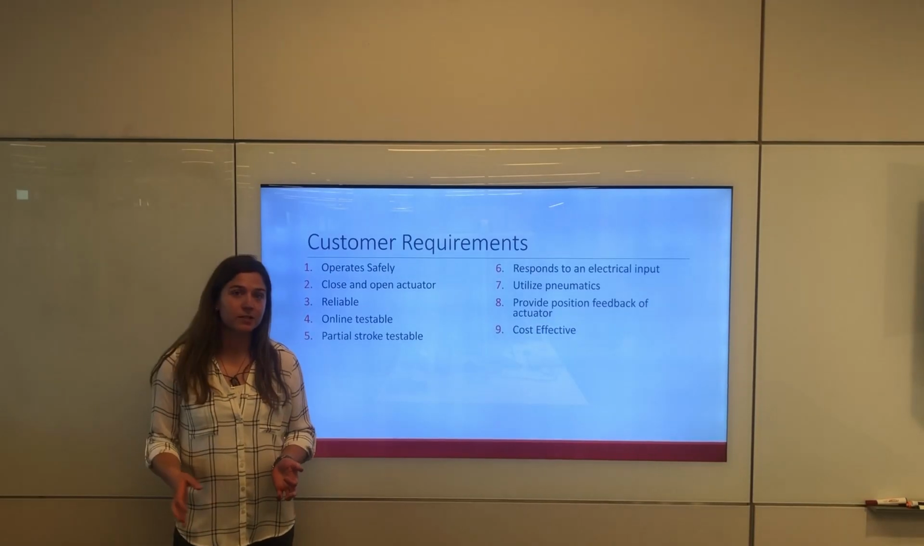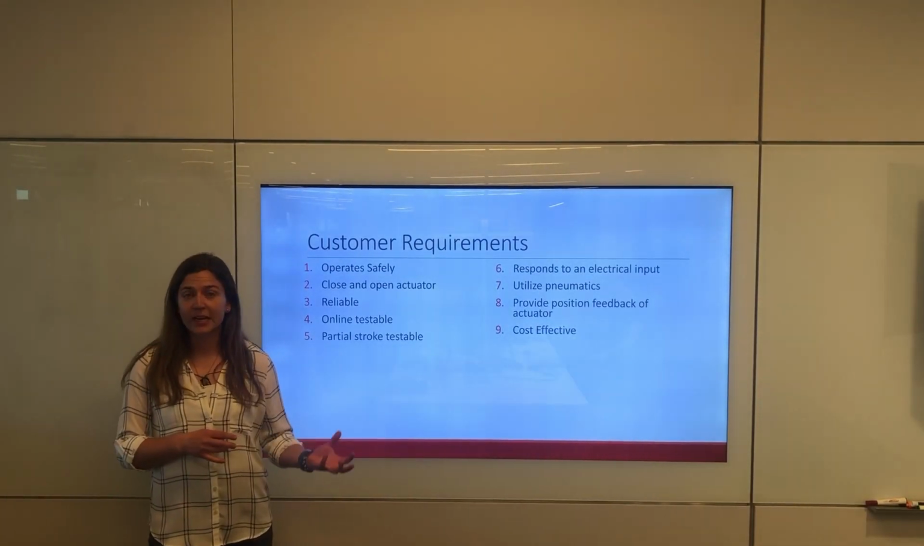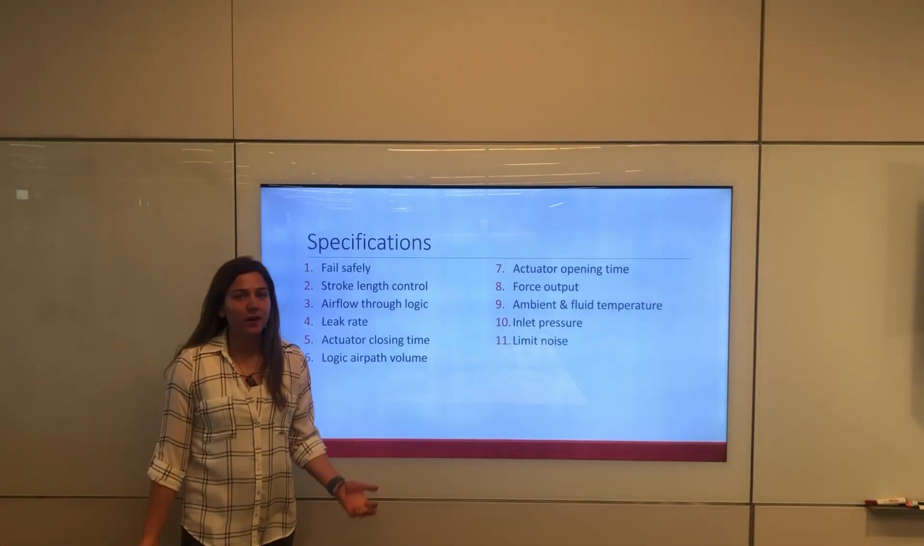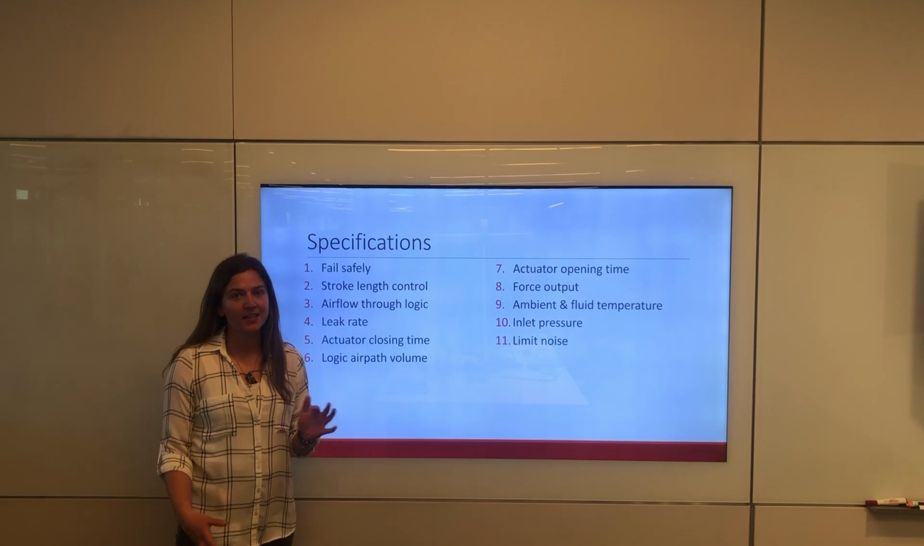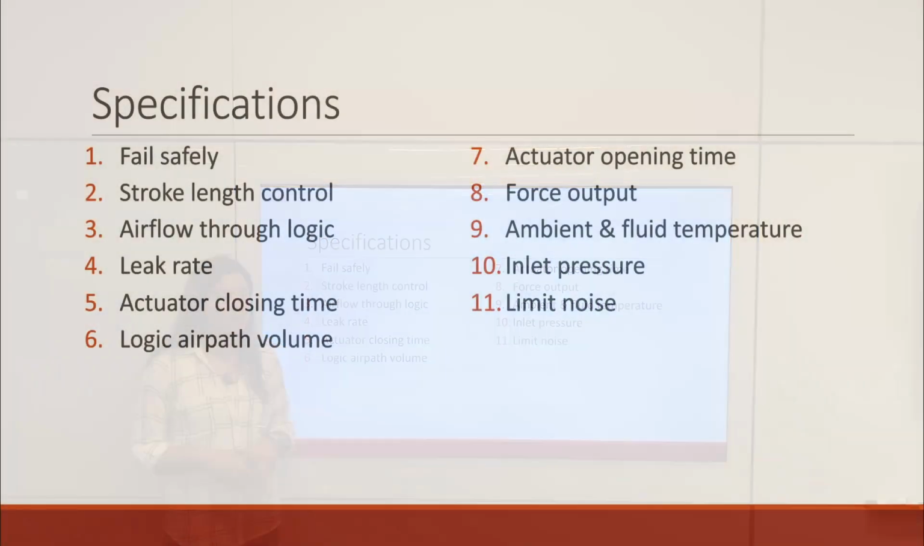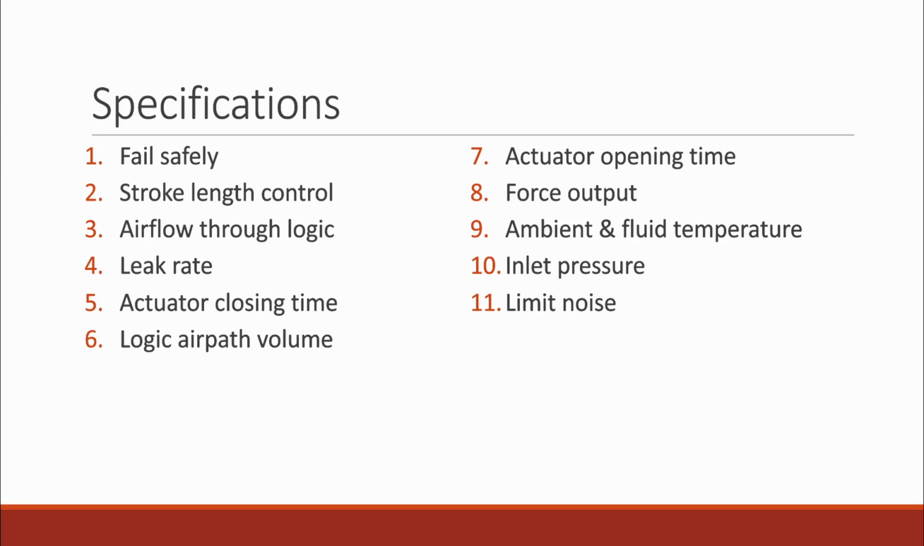From the list of customer requirements we started off with at the beginning of our project, we determined there are 9 customer requirements for our device. Building off of our customer requirements and the specification research that we did at the beginning of our project, we determined 11 specifications for our device, most notably fail safely, actuator closing time, and force output. Actuator closing time is our most critical specification as we must shut off steam supply to the turbine within a fraction of a second.